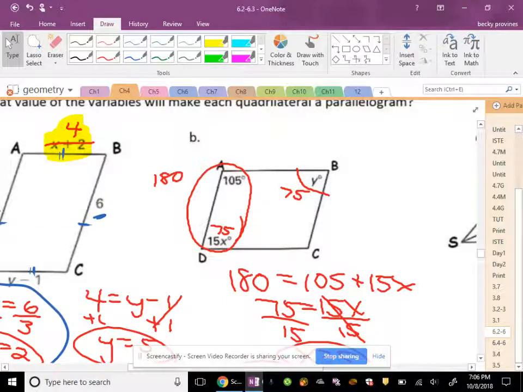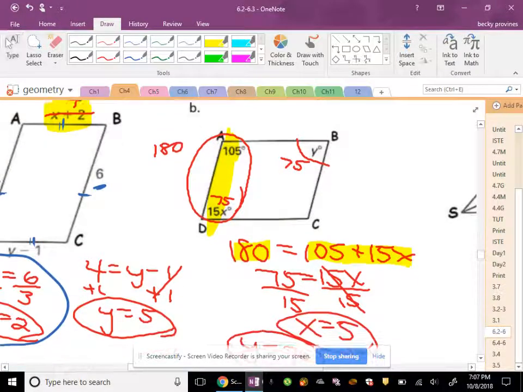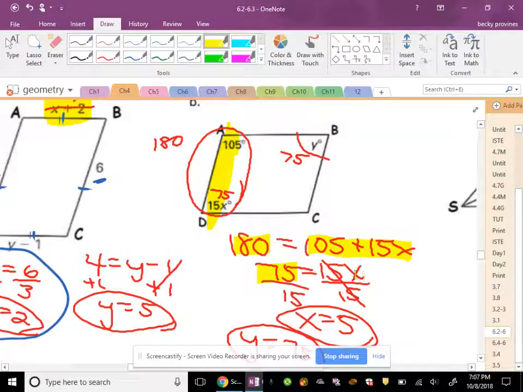Okay, let's see what rules we can apply on this one. So to solve, yes, opposite angles are equal, but if you look at these two, you would have an x and a y value, and that's not really very helpful with solving for a variable. So what I did is I added these two together because we know adjacent angles are supplementary. So I said 105 plus 5x equals 180. So I subtracted 105 to get 75 and then divided by 15 to get 5.